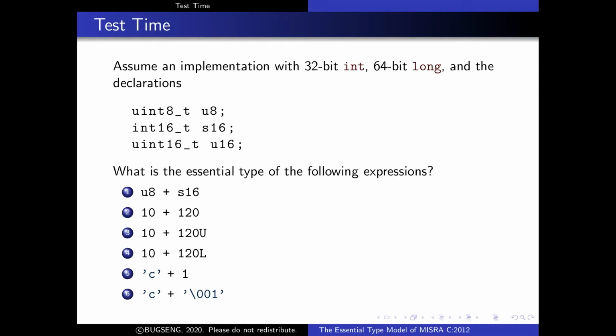As an introduction, we assume that we have an implementation with a 32-bit int and 64-bit long, and that we have the following declarations, which are very easy to remember. U8 is unsigned 8-bit. S16 is signed 16 bits. U16 is unsigned 16 bits.